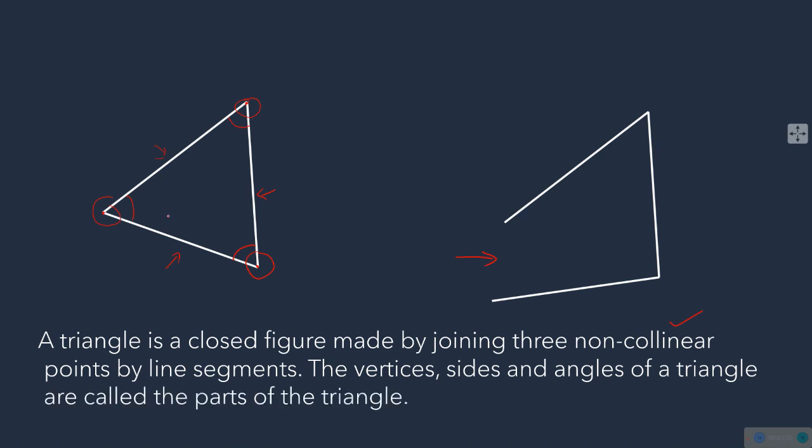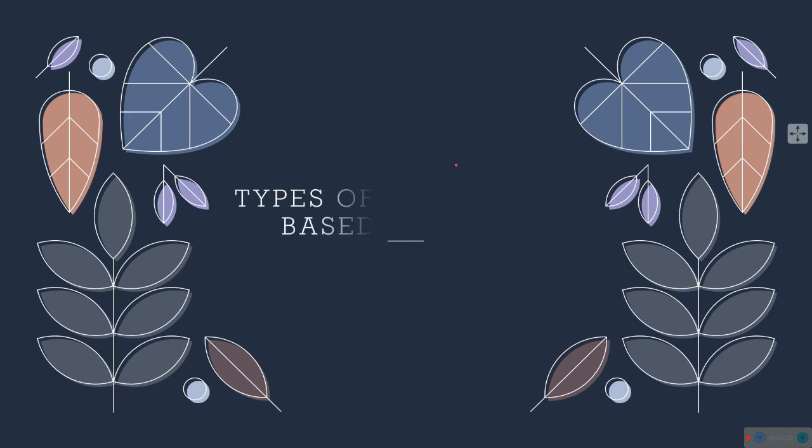So a triangle is a figure made by joining three non-collinear points and having three vertices, three sides, and three angles because of the same reason. And this is not a triangle because it is not closed. This term is not applicable. Okay, let us move ahead.